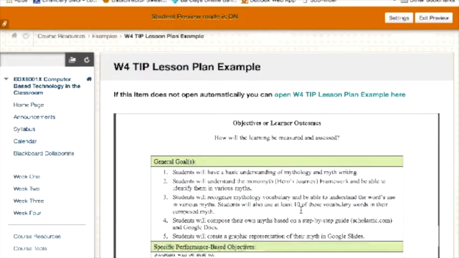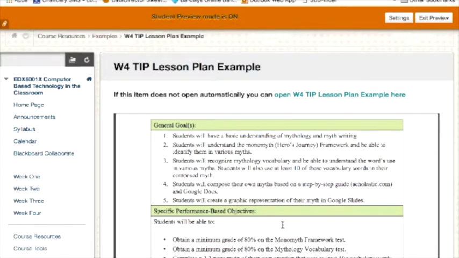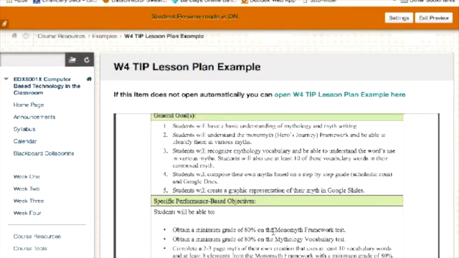Okay, this part right here where it goes about goals and objectives. If you will please type in the message box what your understanding is of the difference between a general goal and a performance-based objective. What's the difference?